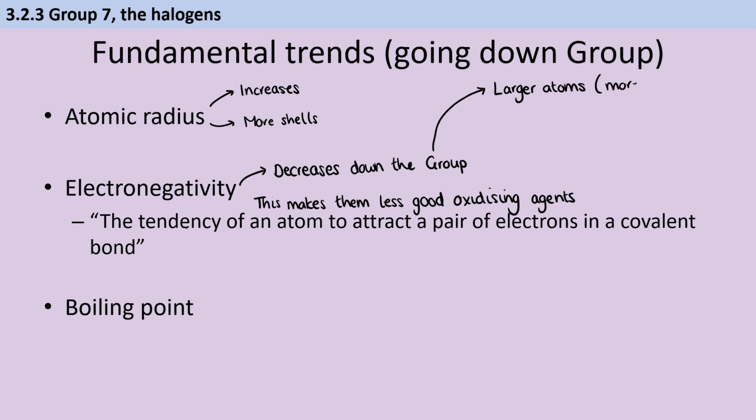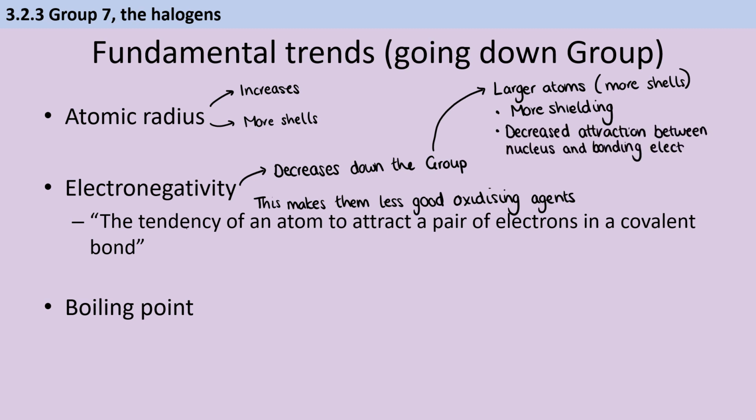The reason for all this is this larger atomic radius, including more shells. So this means that the outer shell electrons are experiencing more shielding, and therefore there's a decreased attraction between the nucleus and the bonding electrons. And this is really important. You need to be talking about the bonding electrons, not just outer shell electrons in general, because electronegativity is about attracting electrons that are in a covalent bond.